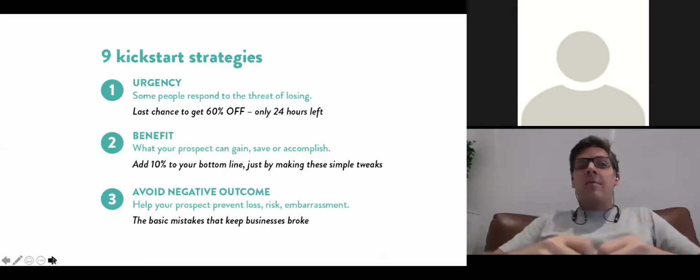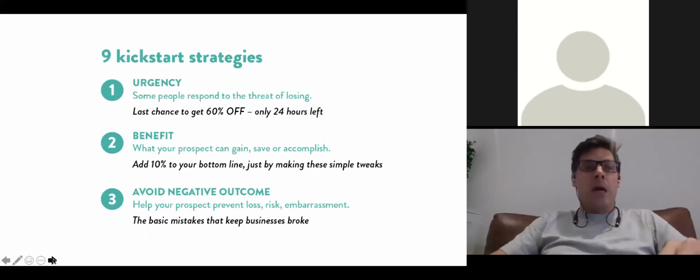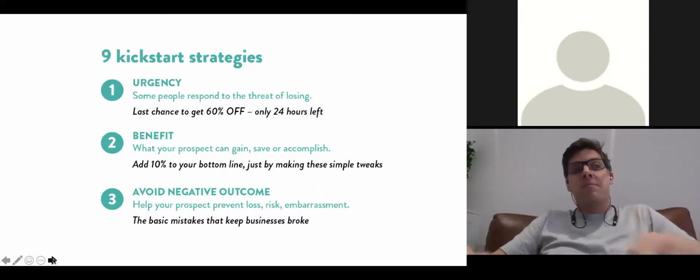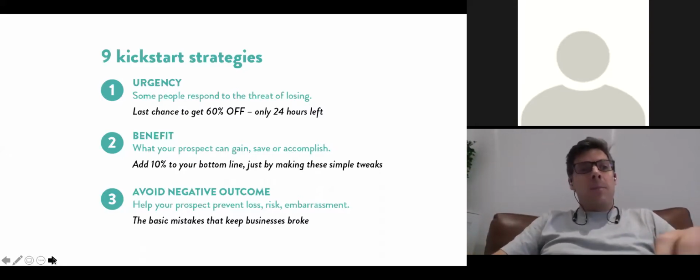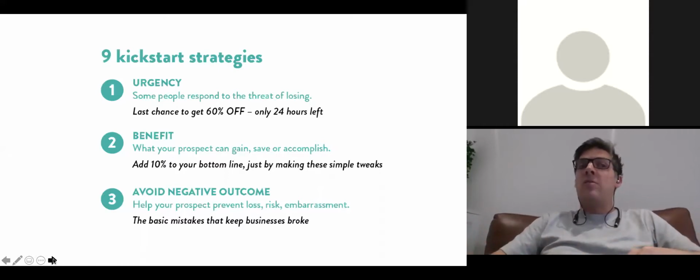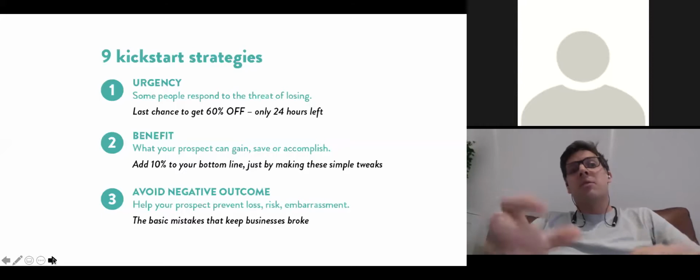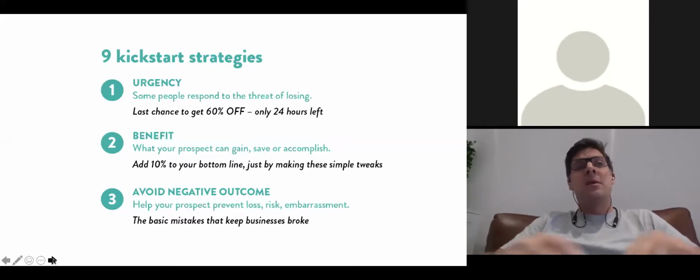So the first thing is around urgency. Now, this is something you have to use quite sparingly, but the way it works essentially is that often people are motivated by the threat of losing something or the fear of missing out on something. So the example here: last chance to get 60% off, only 24 hours left. The second part of that subject line is really important. If you can apply a time limit, and obviously the shorter the time limit, the better, that tends to be more effective.